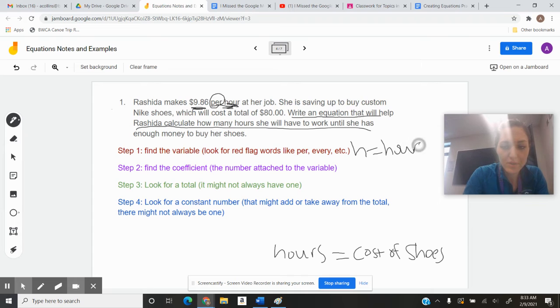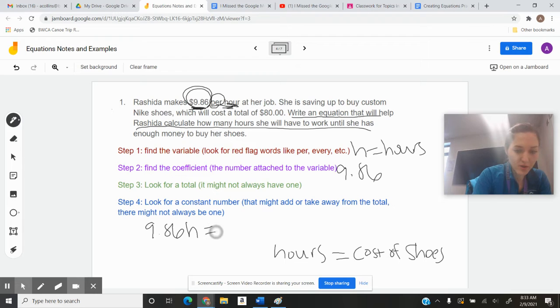All right, next thing I need to do is look for my coefficient, or the number attached to the variable. And the number attached to the variable is this $9.86. If she worked 2 hours, I would just take 2 times 9.86. If she worked 10 hours, I would take 10 times 9.86. So I know that I'm going to be taking this $9.86 times hours to figure out her paycheck. And remember, her paycheck has to be equal to the cost of her shoes.